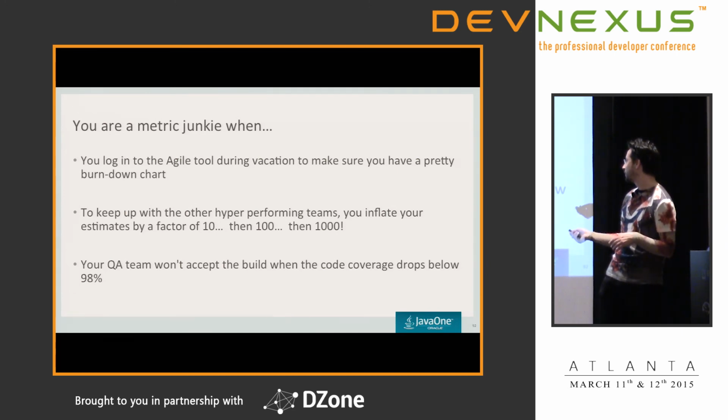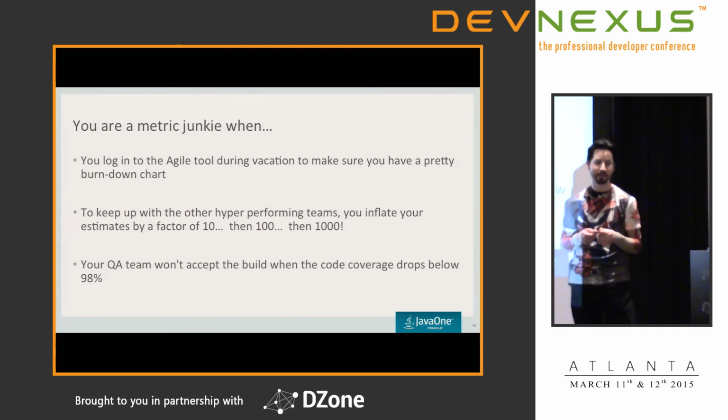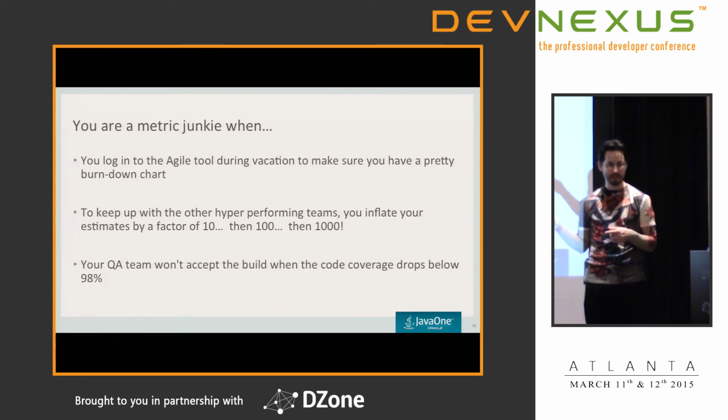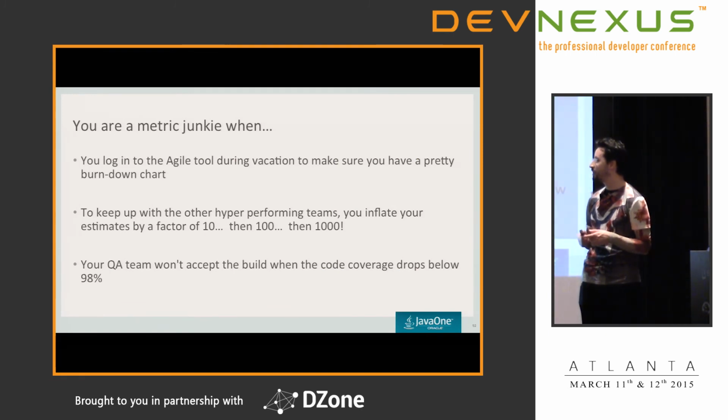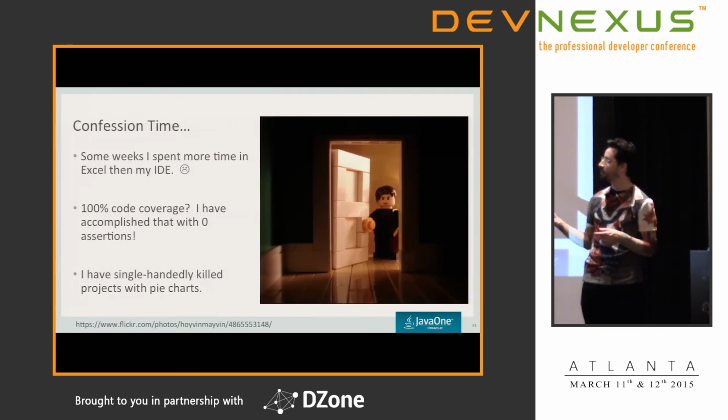Your QA team won't accept the build when the code coverage drops below 98%. If they're relying on code coverage as the only metric for what they look at, then there's a problem. Okay, and my confessions. Some weeks I used to spend more time in Excel than my IDE. This is an anti-pattern. But if you've ever been a Scrum Master, you probably know what I'm talking about. Before Agile tooling was real, you spent a lot of time doing stupid Excel burn down charts. Code coverage. I got that. 0 assertions. Call method, call method, call method.